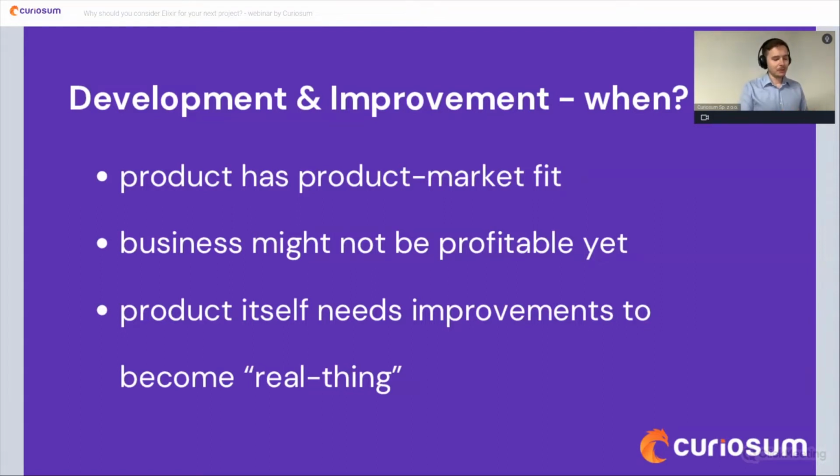And it's the moment when we actually realize that the business might not be profitable yet. We can see that statistics are promising. We can see that it's very possible that our business will become something if we develop the product to a better stage. So the product actually at this stage needs some kind of improvement to become a real thing.